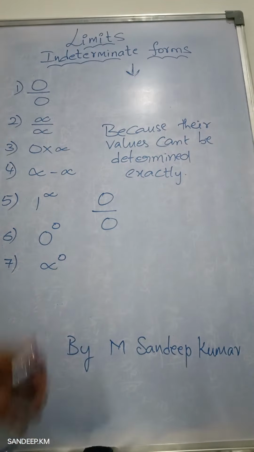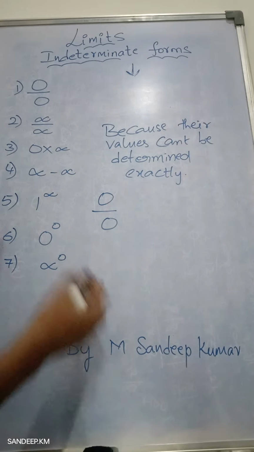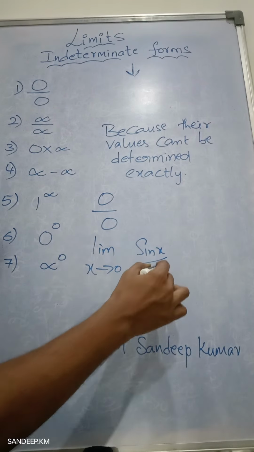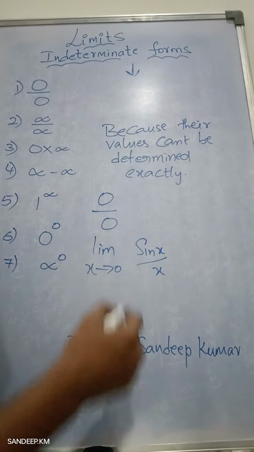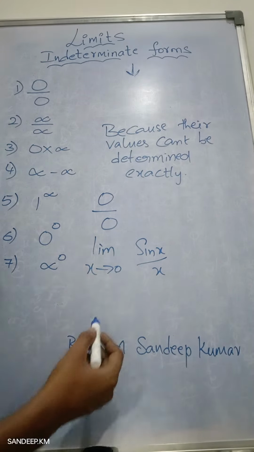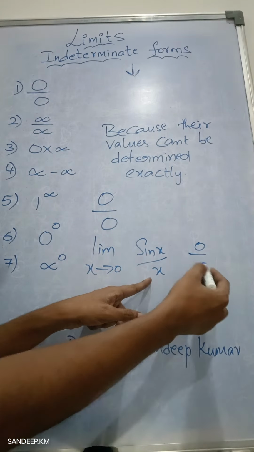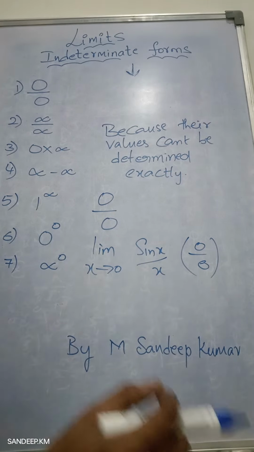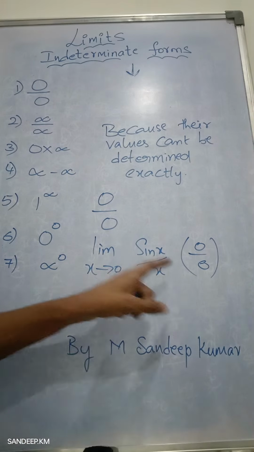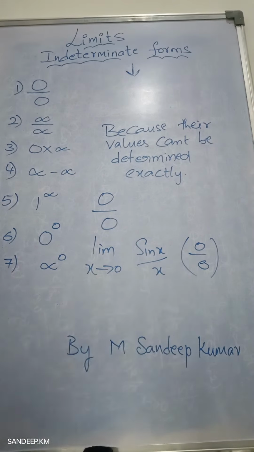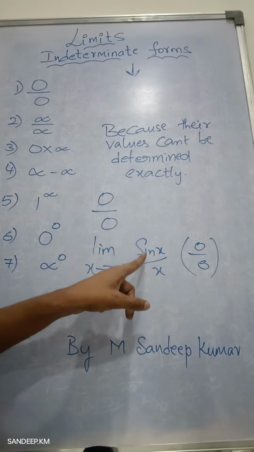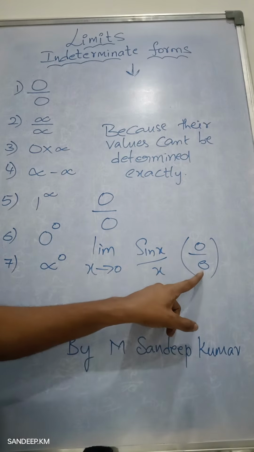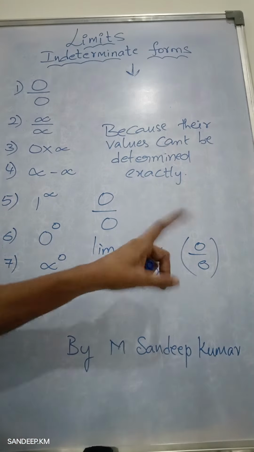Let us see. So actually, dear students, for example, let me take a question: limit x approaches 0, sin x divided by x. If I try the substitution method and substitute the x value as 0, sin 0 is 0 divided by x value 0. So it looks like the answer is 0 by 0, correct or not? But what's important is to understand that the answer is not exactly 0 by 0. When x is approaching 0, sin x is also approaching 0, and the denominator x also approaches 0. So the actual answer is not exactly 0 by 0.